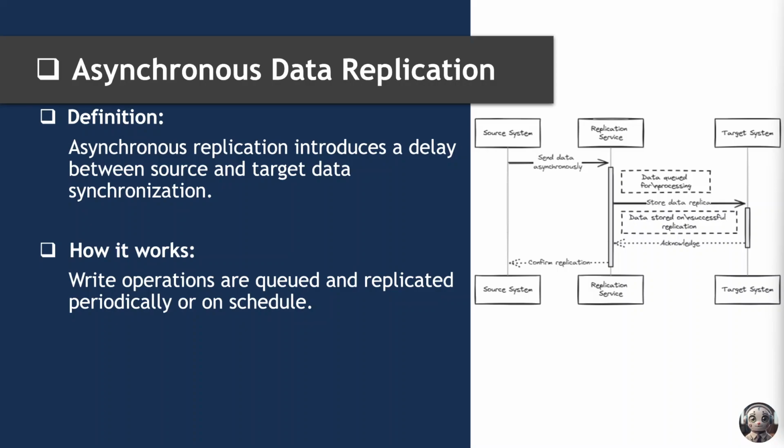However, it also introduces the possibility of data inconsistencies or data loss if the replication service or target system fails during the replication process. Asynchronous data replication is commonly used in scenarios where data consistency is important but not critical, such as in data warehousing, log shipping, or backup systems, where the goal is to replicate data efficiently while allowing for some potential data lag or inconsistency.